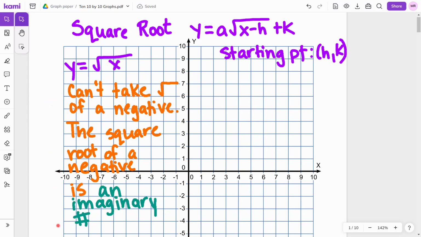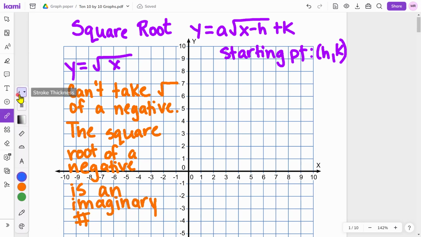So I'm going to go through and take the square root of 0. Okay, so the square root of 0 is 0. So I'm going to have my starting point at 0, 0. Again, the square root of negative 1 would be an imaginary number. Square root of negative 2 would be an imaginary number. All of these negatives, when underneath the square root, give me an imaginary number.